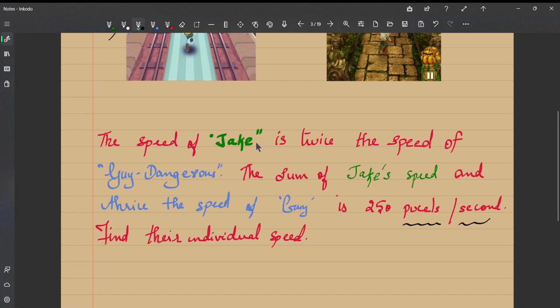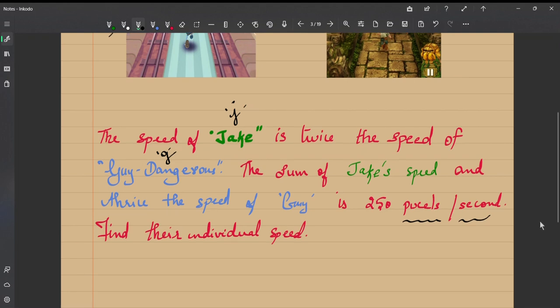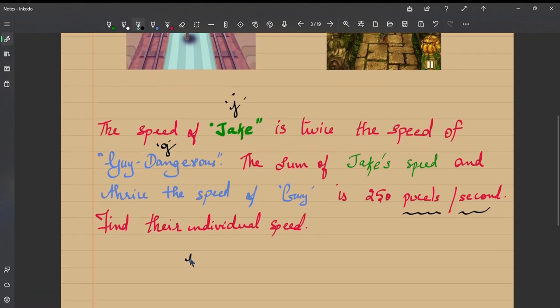Now, the information given to us in this problem is that the speed of Jake is twice the speed of Guy Dangerous. Let me call the speed of Jake J, because this is what is unknown and we'll have to find it, and let G be the speed of Guy Dangerous. Now what are we given? Jake is twice the speed of Guy Dangerous. So Jake is faster. So J is equal to 2 times G. This is what is given in the first statement.